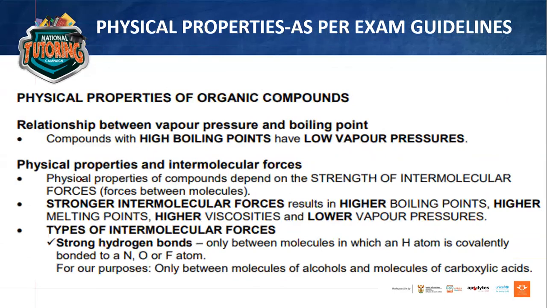We go further. After a quick revision on physical properties, remember, you must understand the relationship between vapor pressure as well as boiling point. And we know that if an organic molecule has a high boiling point, then it will have a low vapor pressure. And the vice versa is true. In other words, if a molecule has a low boiling point, it means it will have a higher vapor pressure. In simple terms as well, the higher the boiling point, the lower the vapor pressure. Or rather, the lower the boiling point, the higher the vapor pressure.